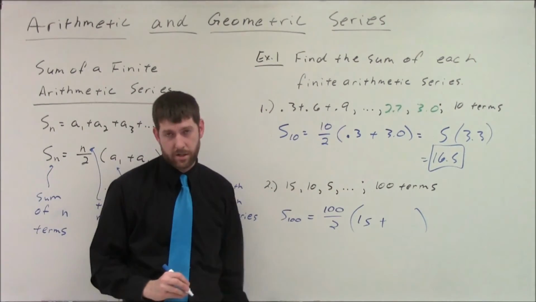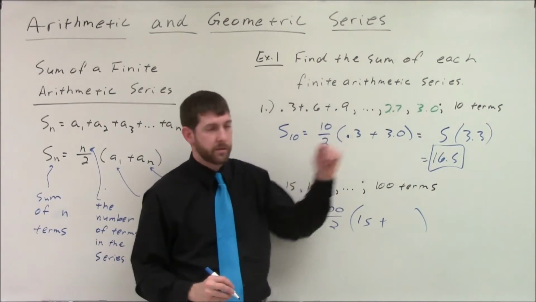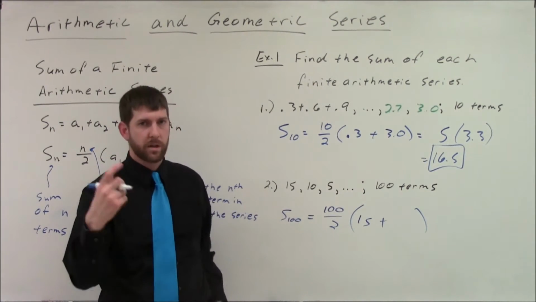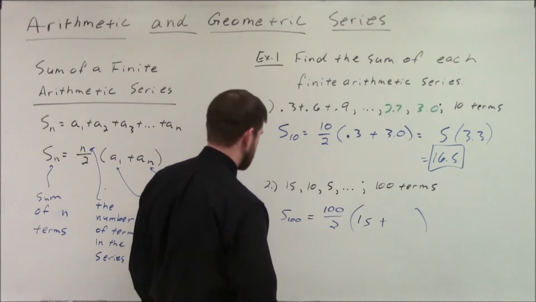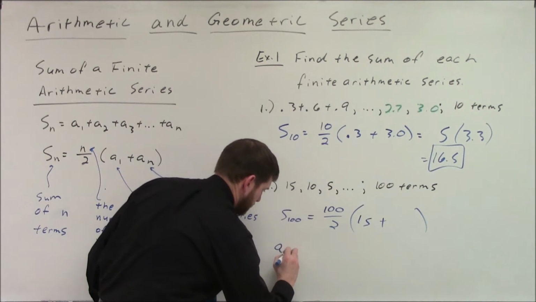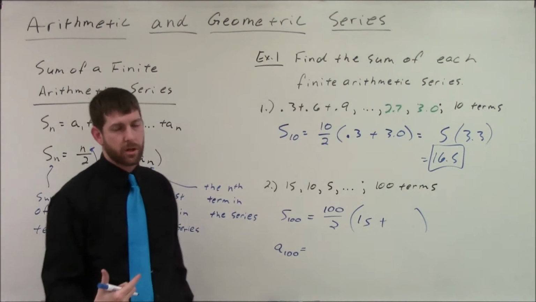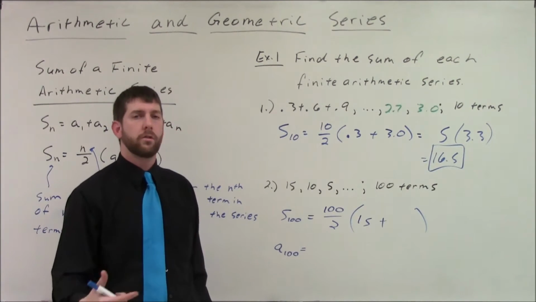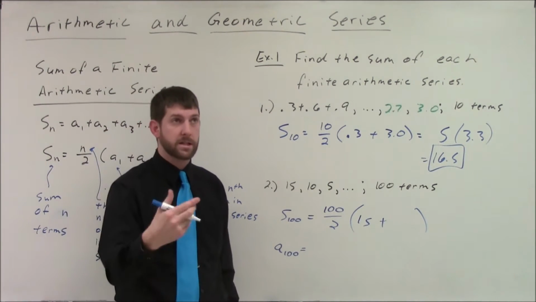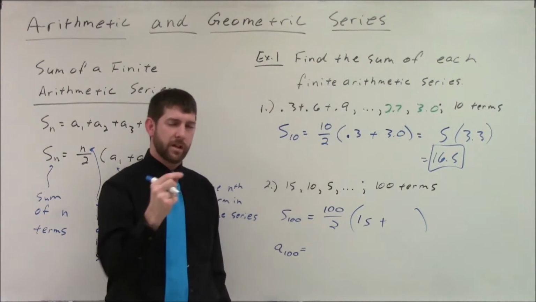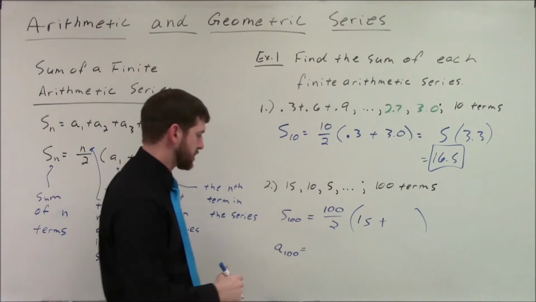Well, we don't know the last term in the sequence. The first one told us we stopped at 3.0, but this one we don't know what the 100th term is. So we have to pause a little bit and find the 100th term. How do you find a specific term in an arithmetic sequence? You use the explicit formula. The explicit formula is meant to find specific terms based on their position.